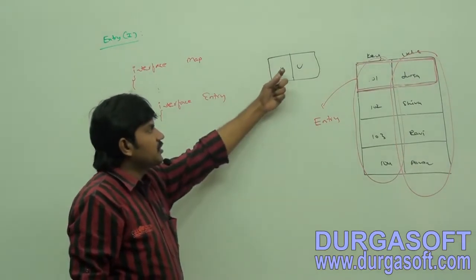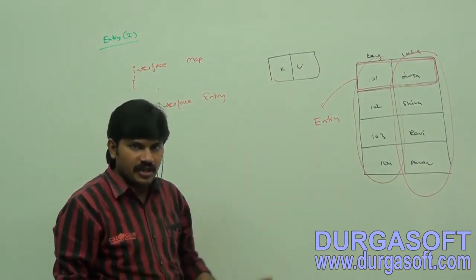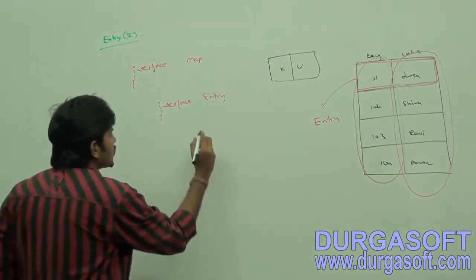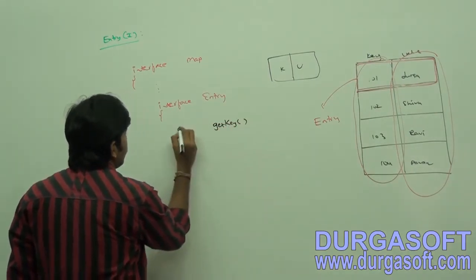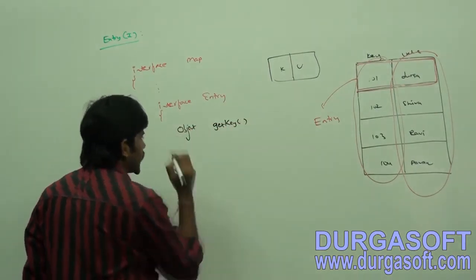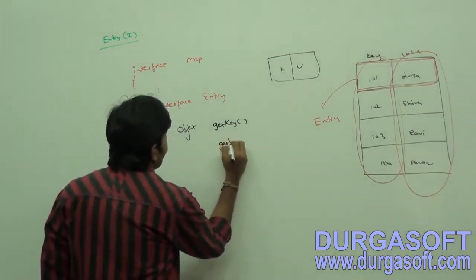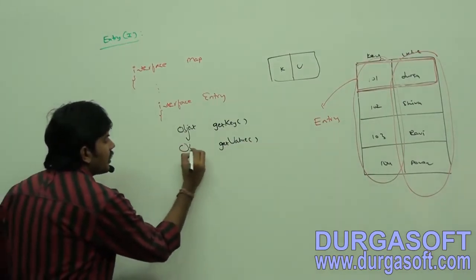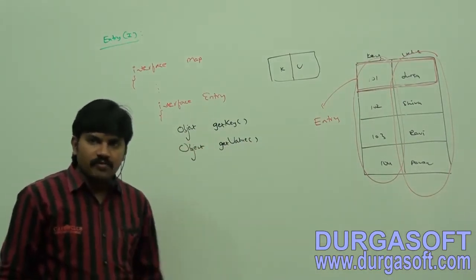Boss, can you please get the key? What is the key? Oh entry, what is your key? Or entry, what is your value? So the first method is getKey. The return type we will get is Object. Object getKey. Next, getValue. The return type we are going to get is Object. Object getKey, Object getValue.